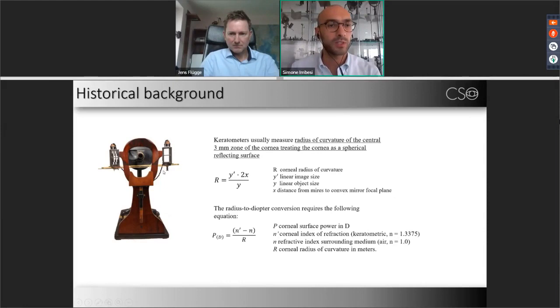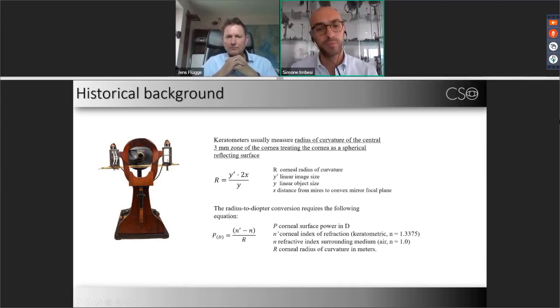Thanks to these devices, it's pretty easy to get the radius of curvature. The only thing that we need to know is the height of the mires, the height of the images of the mires reflected by the cornea, and the distance between these mires. And this device was able to provide corneal curvature in millimeters and in diopters thanks to this relation.